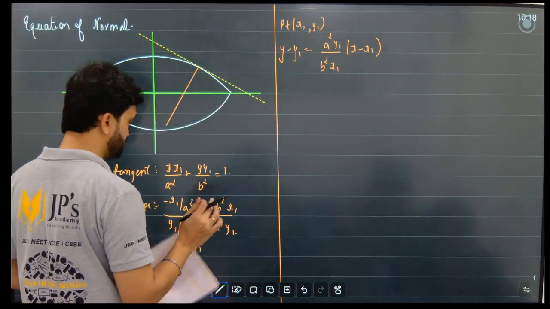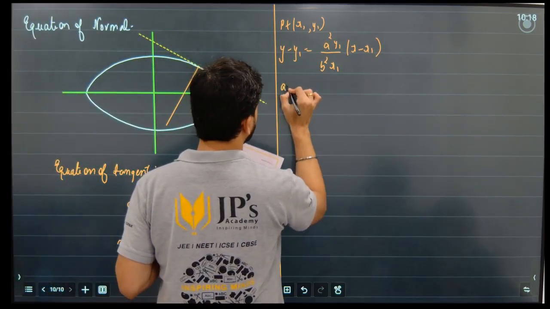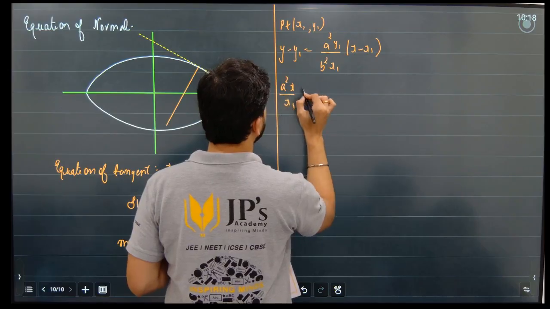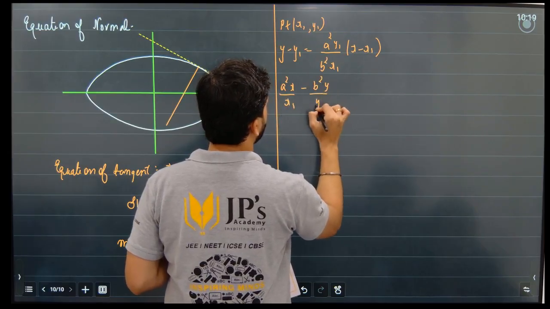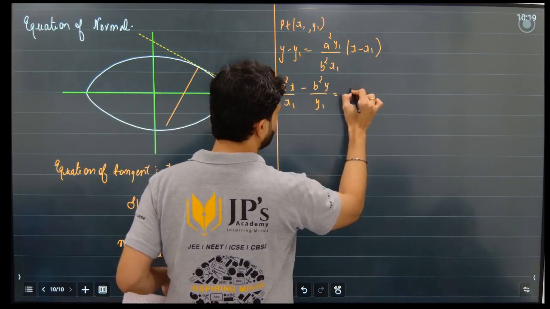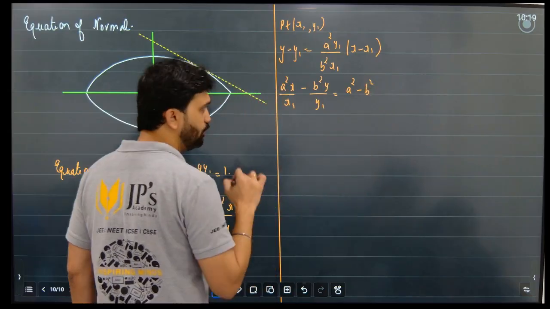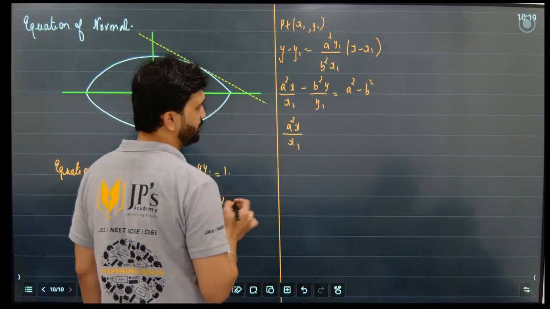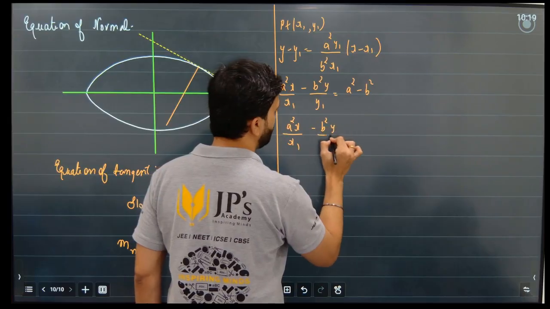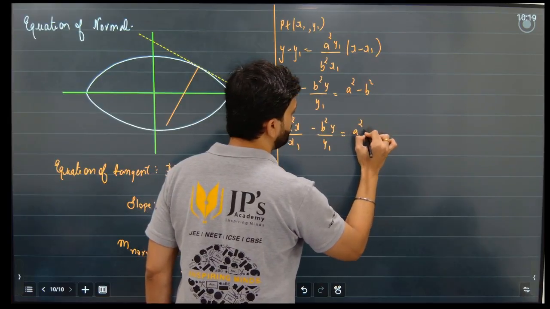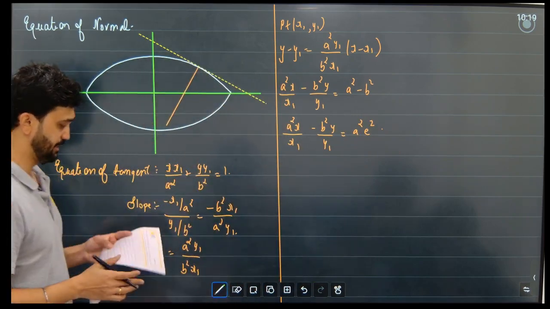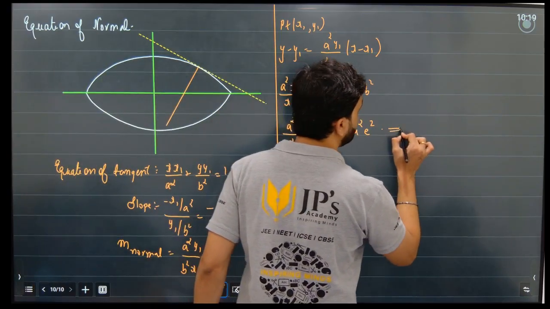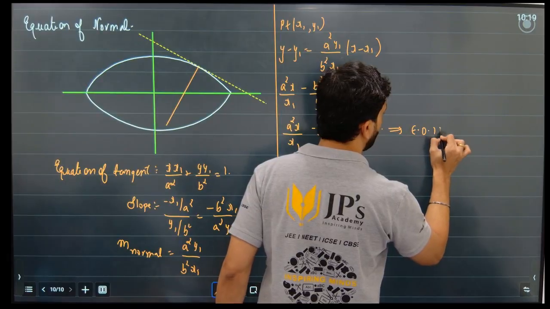And now if I substitute it, the final equation will become like this: a square x upon x1 minus b square y upon y1 is equal to a square minus b square. Now we all know that a square minus b square is nothing but a square e square. So a square x upon x1 minus b square y upon y1 is equal to a square e square. This is the equation of normal.